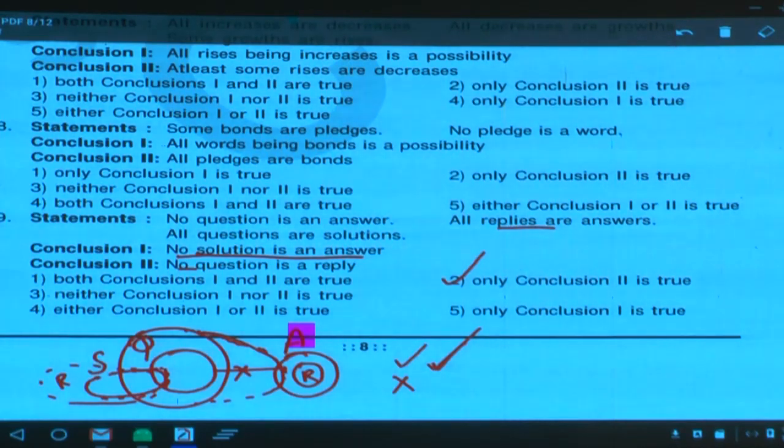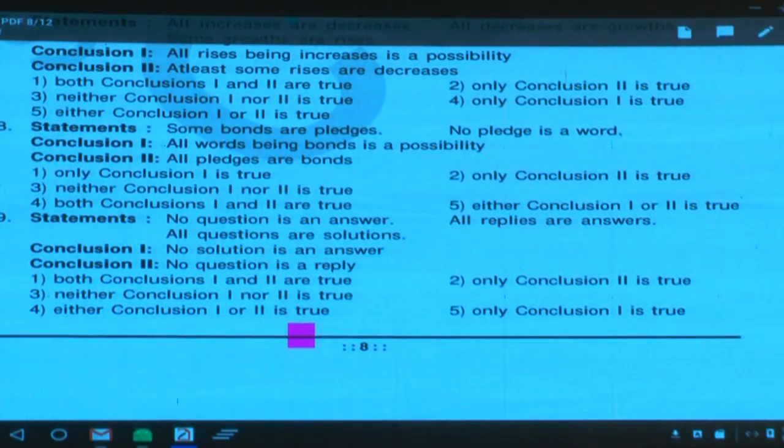Done with this? First conclusion, we are able to draw the alternate diagram, and the first conclusion is false. And for the second conclusion, we could not draw the alternate diagram. Hence, it will be true forever. Then question number 70.